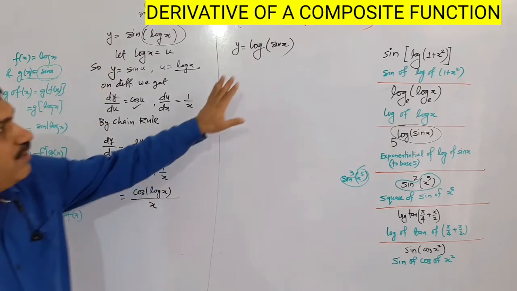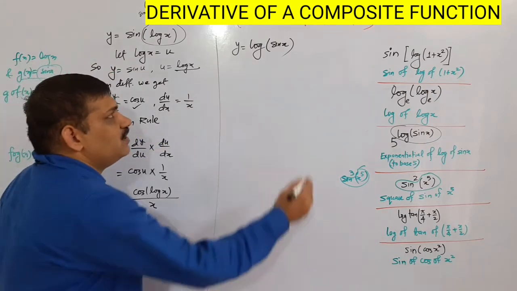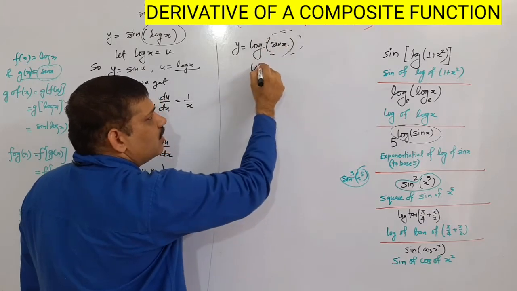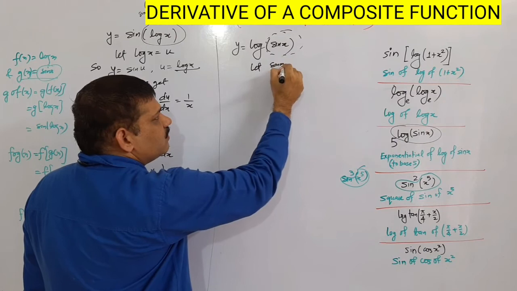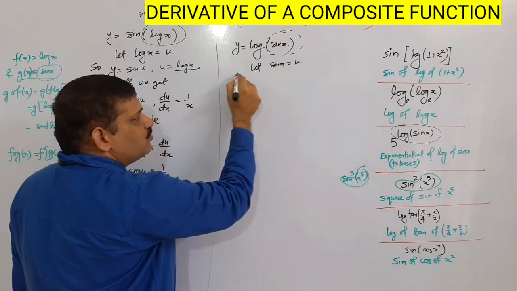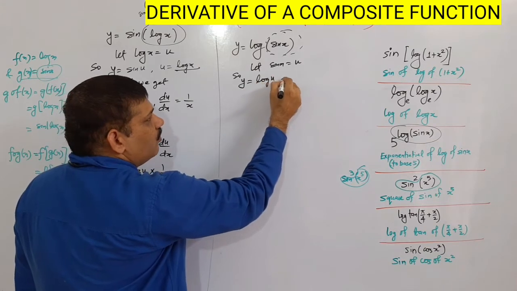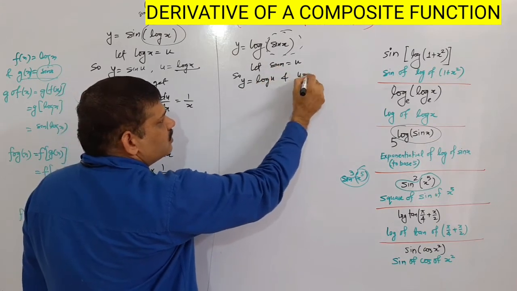Now we talk about the derivative of this. So this may be read as log of a variable. Sine x will be considered as u. So now y becomes log of u, and u actually is sine x.